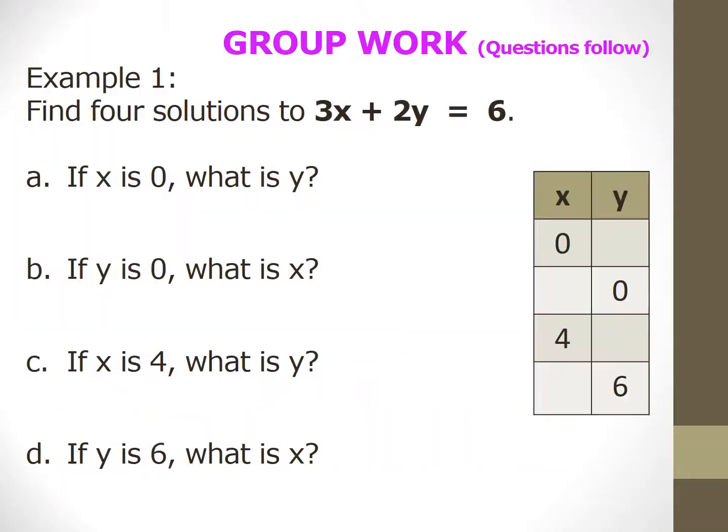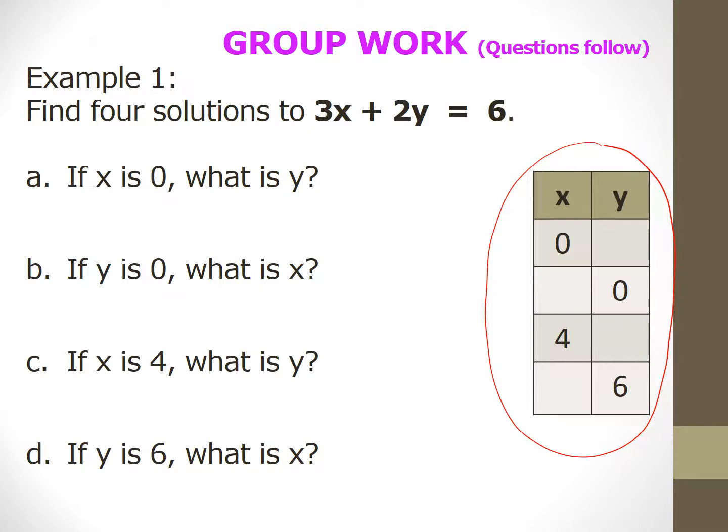So let's start that right now by looking at our first example. Here in our first example, we're asked to find 4 solutions to the equation 3x plus 2y equals 6. They're going to hold our hand through this at the beginning, and they're going to say, okay, if x equals 0, what is y? And you'll see over here, one of the ways to help us organize our work, or at least certainly organize our solutions, is to have this table of solutions that we can write.